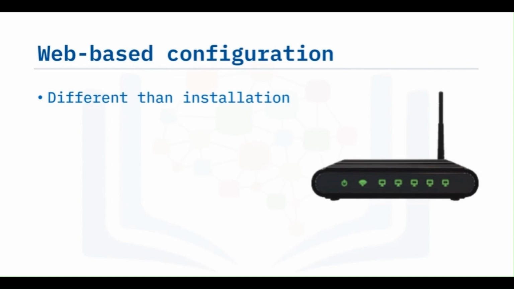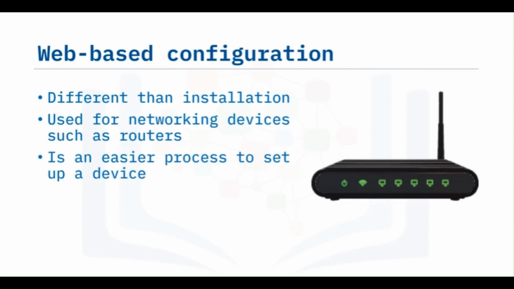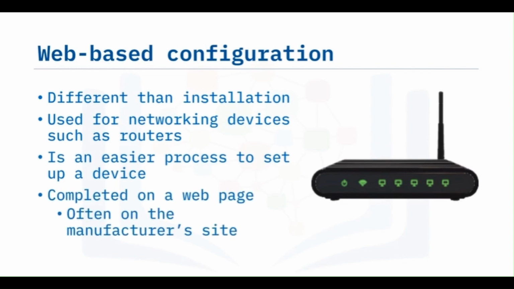When you install a device, you get it ready for use. But when you configure a device, you're setting it up to work according to your preferences. Web-based configuration is used for networking devices, such as routers. This makes the setup process easier. All your work is done on a web page, which is generally found on the manufacturer's website.